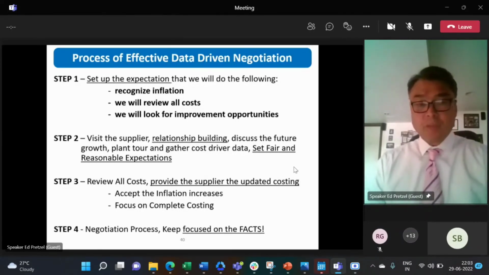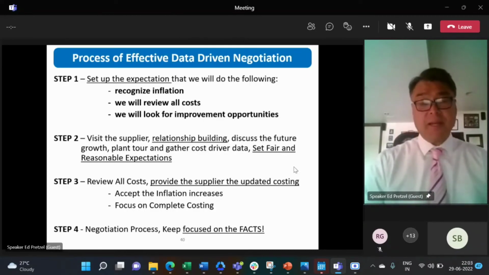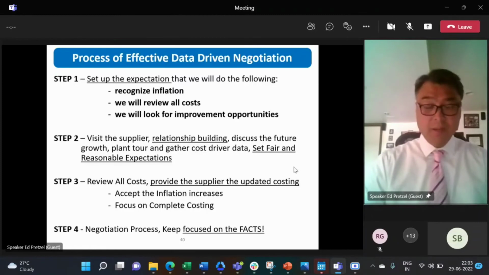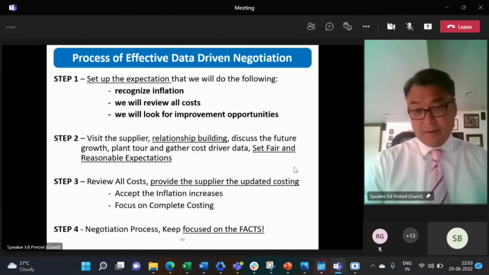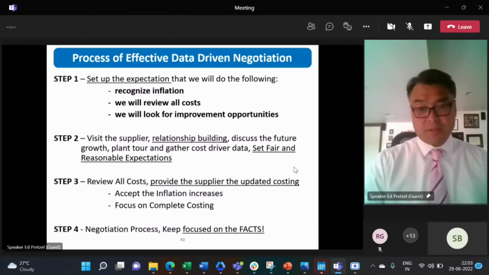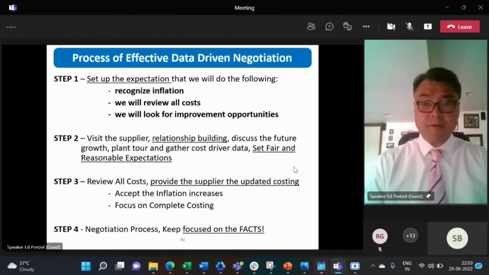Step two, we always encourage to visit the supplier, do some relationship building, discuss hopefully growth if that's a part of your future. Do a plant tour. We do ask the buyer, while they're there, to gather some basic processing information, such as process flow, some cycle times, and number of operators, equipment also, and then reiterate these expectations during that visit.